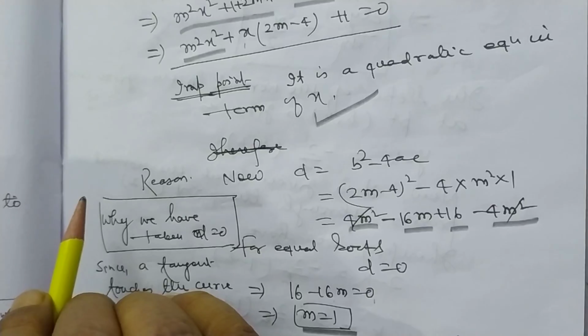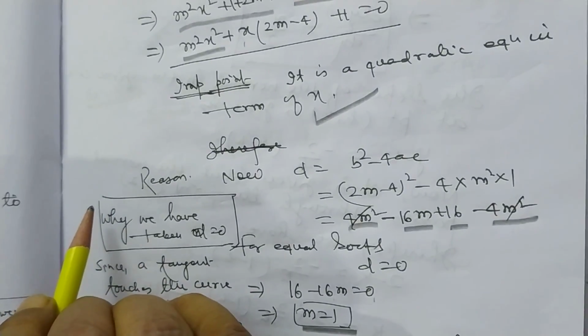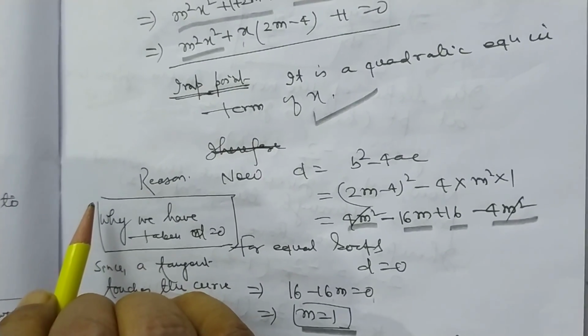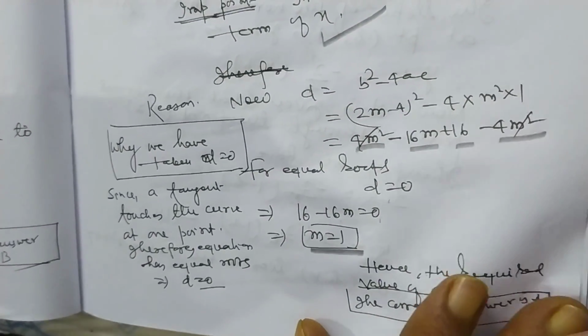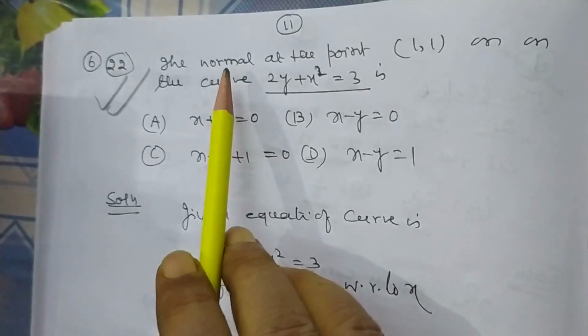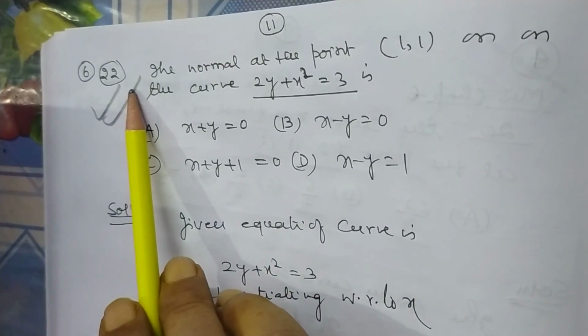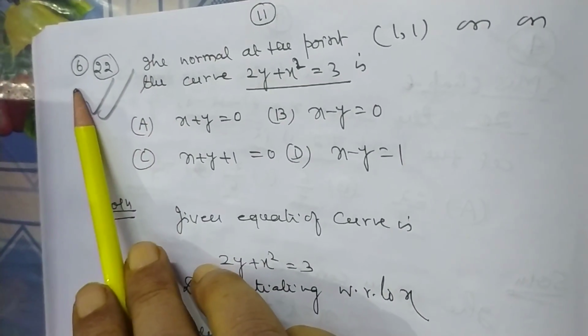We observe that roots are equal at that point. That's why we here put d is equal to 0. Now, my dear student, we want to solve problem number 22 of this miscellaneous, and it is problem number 6 of this study material.